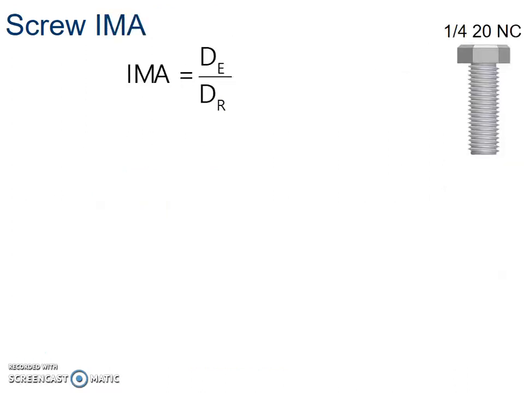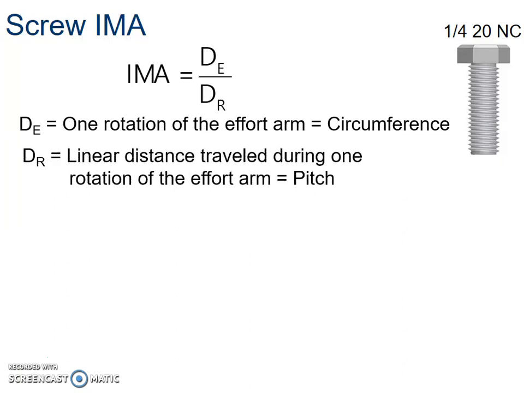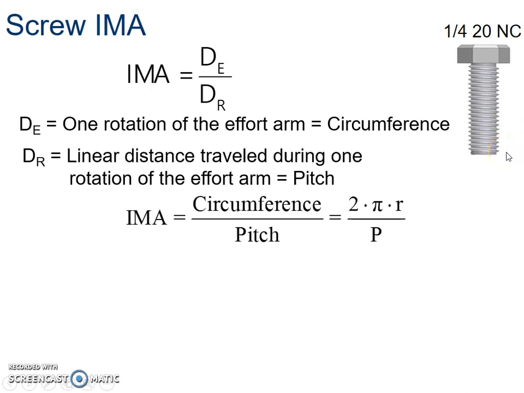1/13 of an inch. The IMA is then the distance of effort over the distance of resistance, and that effort is the circumference of the movement of that wrench. Its resistance, though, is going to be linear. It's moving one of those thread counts, the distance between the threads. So that would be its pitch. In this case, the circumference, which is 2 pi r, over its pitch.